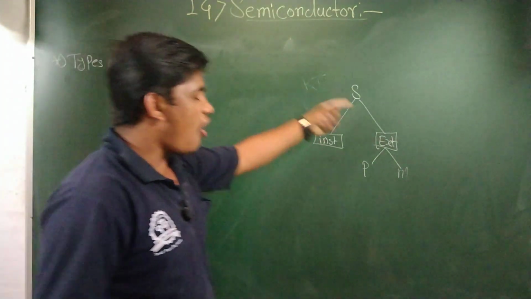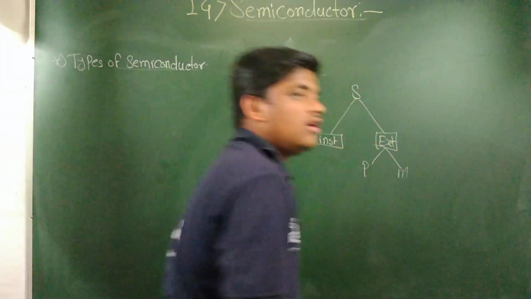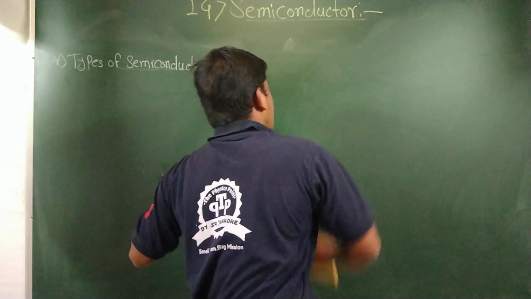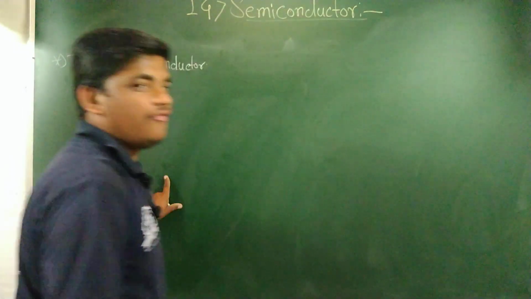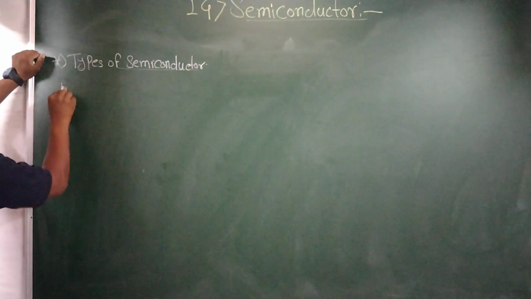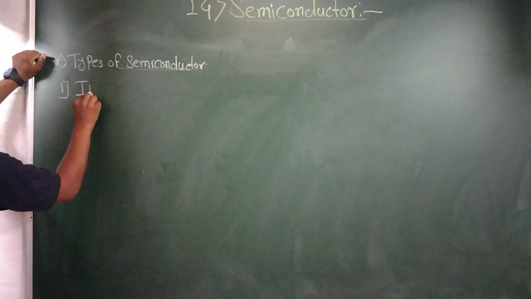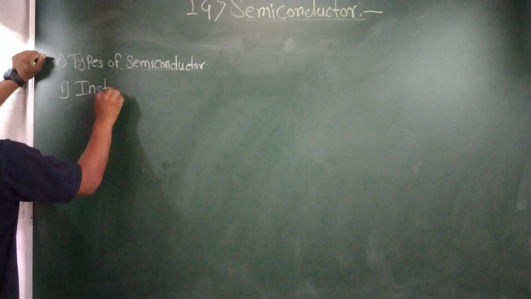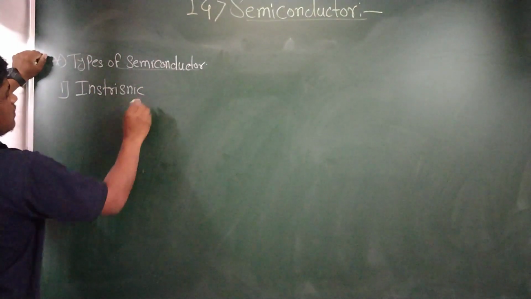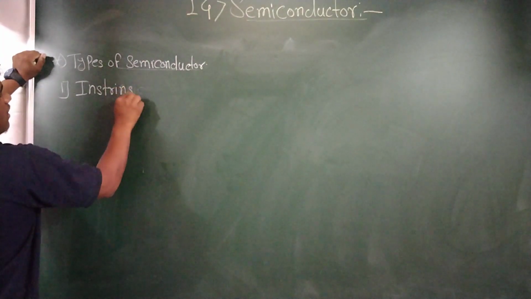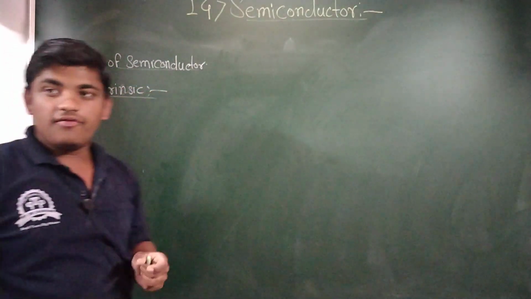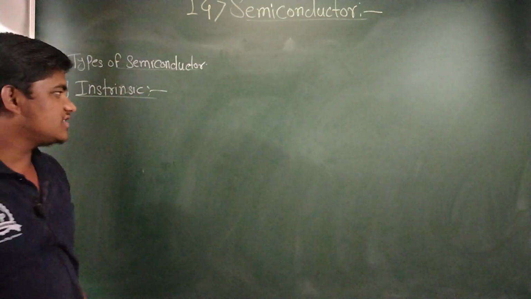This is all about the summary of the skeleton of the types of semiconductors. We will discuss the first type of semiconductor here, that is the intrinsic semiconductor. This is the first type of semiconductor we start to discuss here.